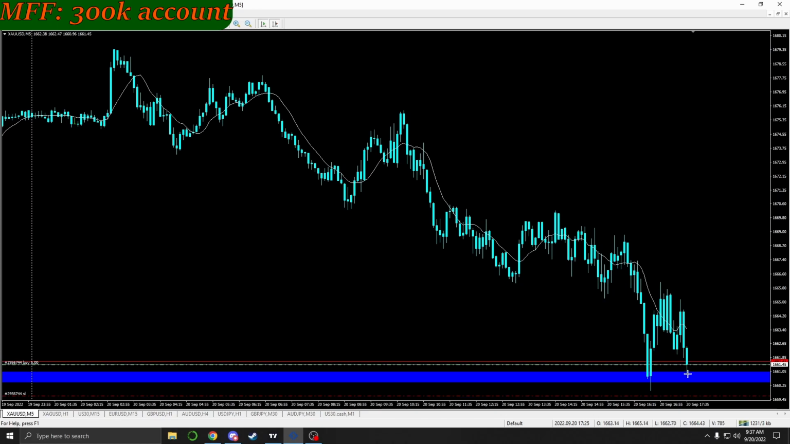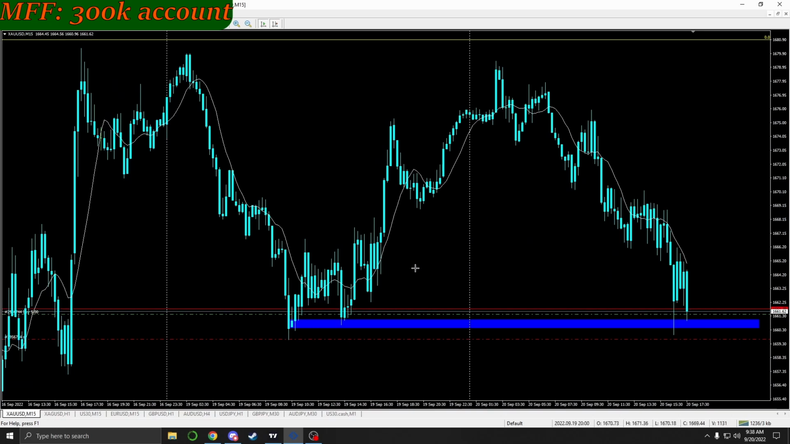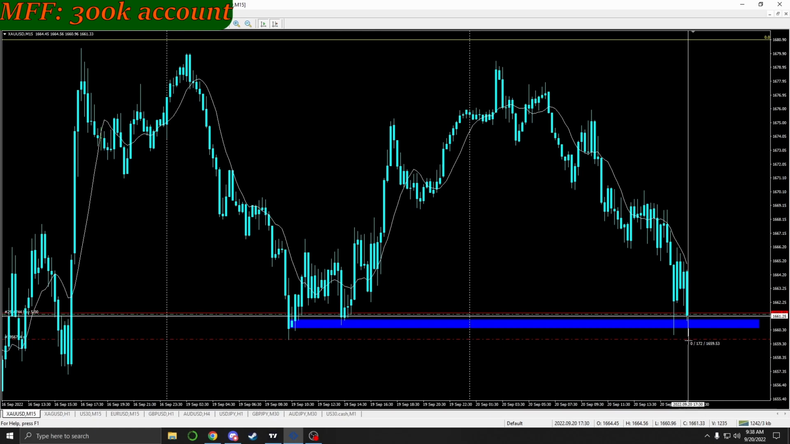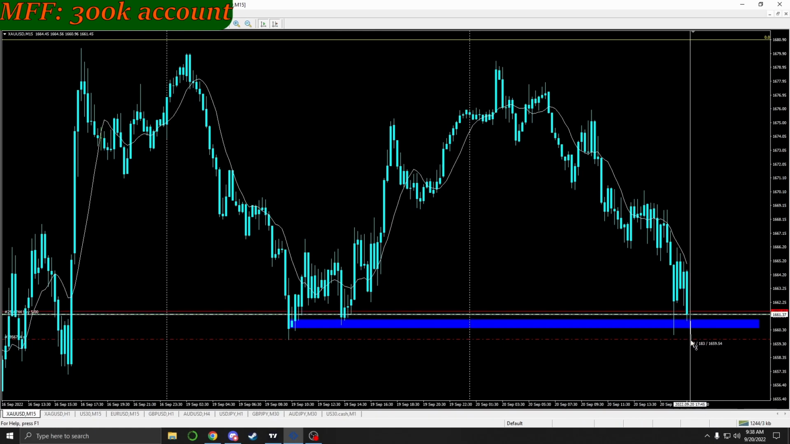I'm going to be taking a long on gold. It's coming down to retest this level that I have marked out. And ultimately, I think it's a strong level. We could see a lot of resistance off of this. I'm not risking too many pips. I believe it's only like 17, 18 pips, something like that.